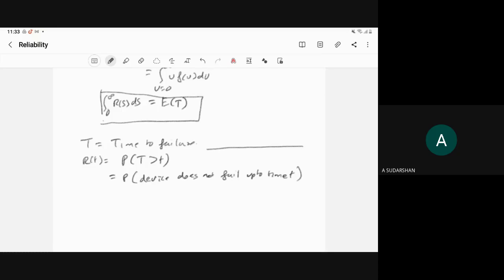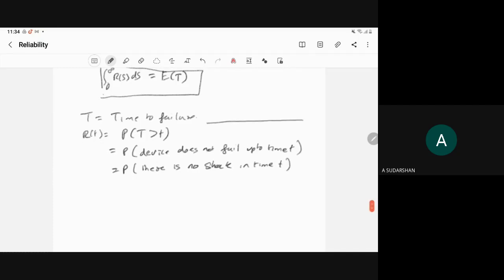So what is the reason for failure in the useful phase? Damage. Damage means some accident, right? So it means the probability that there is no device failure means there is no shock in the time t. And when one particular event is happening, or when a rare event is happening in continuous time, by which process do we define it?